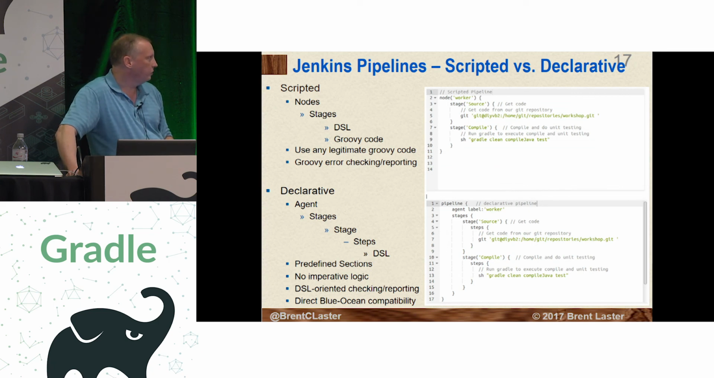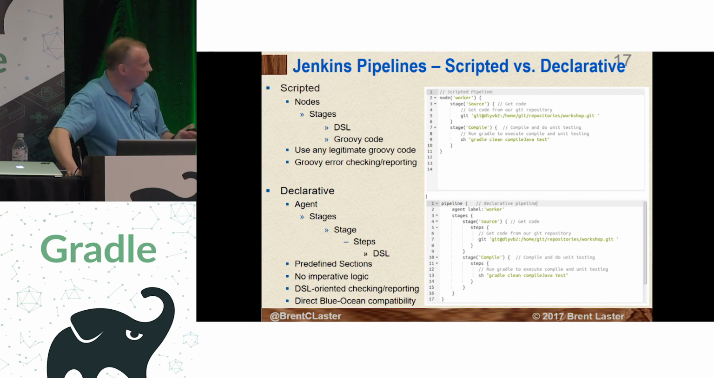In Jenkins 2, there are two types of syntax for pipelines. There's one called scripted and one called declarative. Scripted is essentially your Groovy code with Jenkins DSL thrown in. It's anything you can do in Groovy that's legal to do. Some things are restricted from being able to access lower level objects in Jenkins, but anything that's legal in Groovy works, with the Jenkins DSL thrown in.